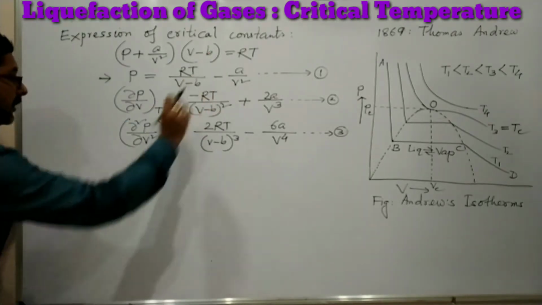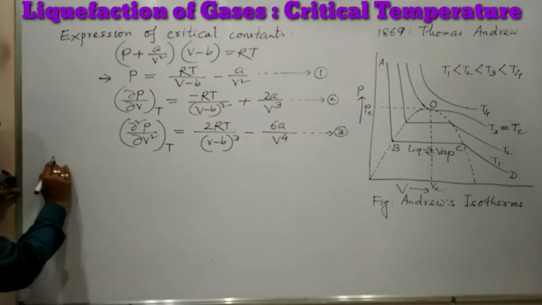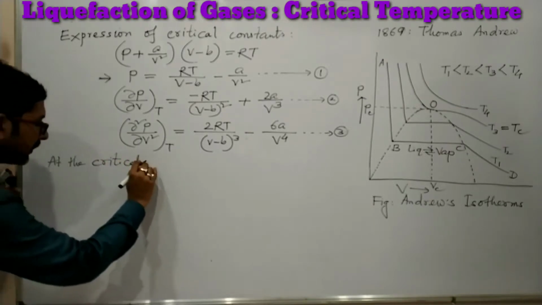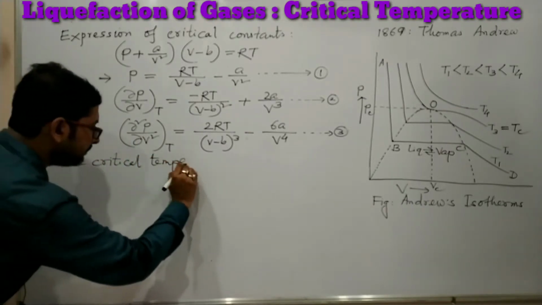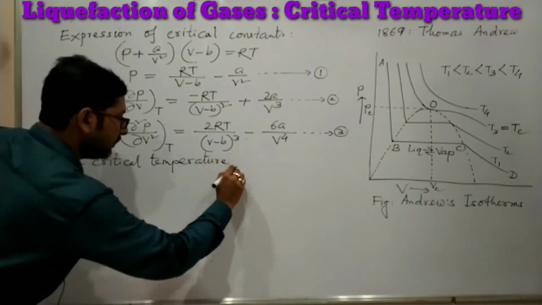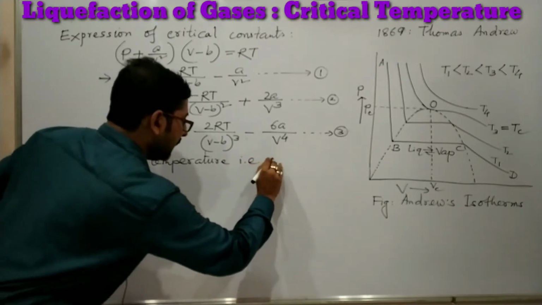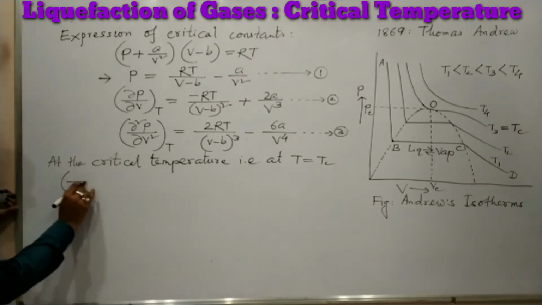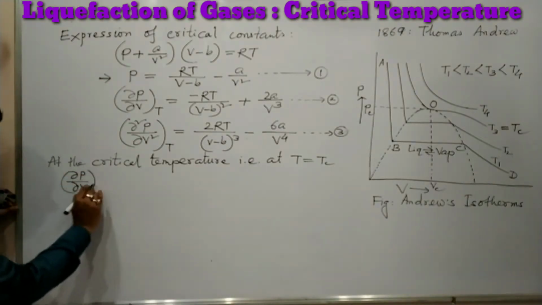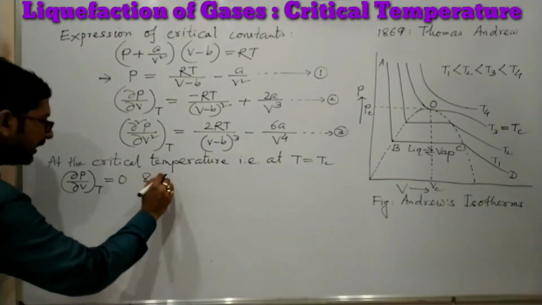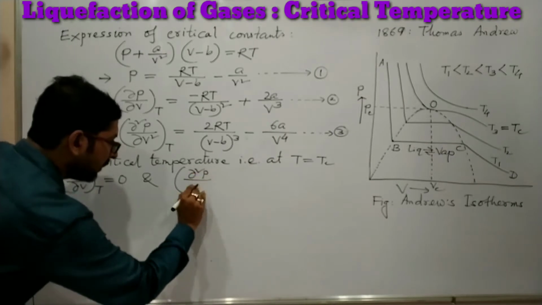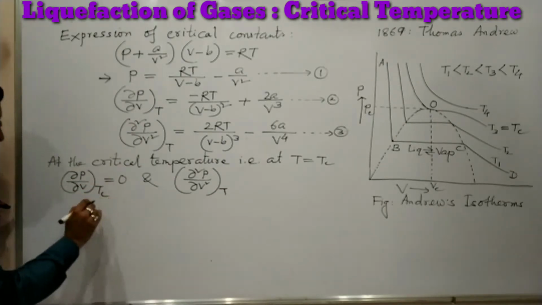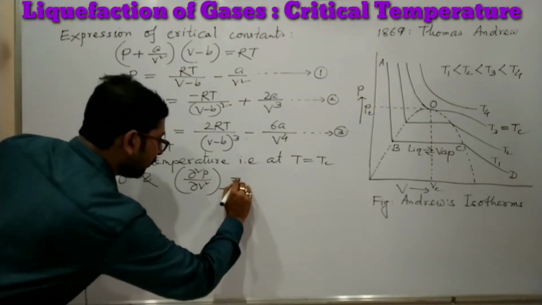Now we can write at the critical point, or critical temperature, that is at T equal to Tc, del P del V at constant T is equal to 0, and again del square P del V square at the point Tc is also equal to 0, right?